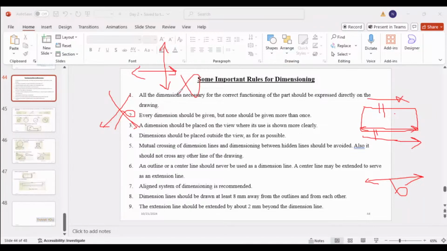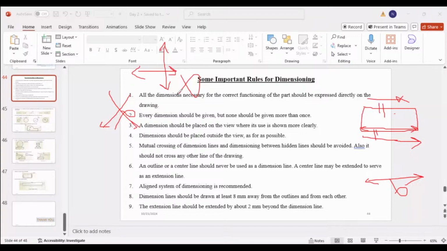Also, it should not cross any other line of the drawing. Object එකේ මොකක් හරි line එකක් කැපෙන්නත් බැහැ dimension line එකකින්. So that is why we place them outside of the view as much as possible. Okay. Object එකේ line එක dimension line එකකින් කැපෙන්න බැහැ. හරිද? එතකොට අර clear idea එකක් එනවා object එක ගැන.